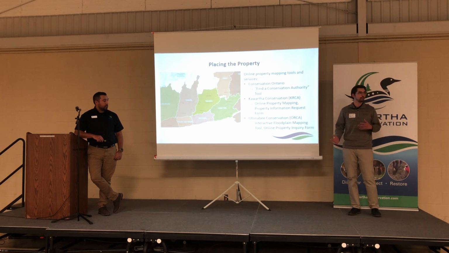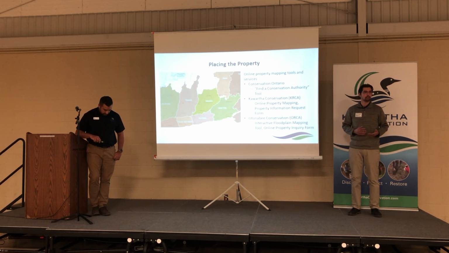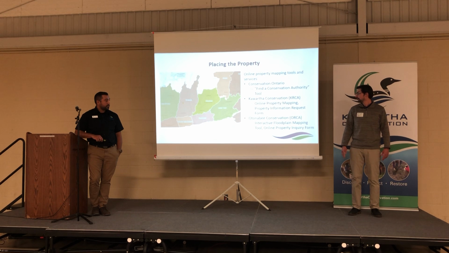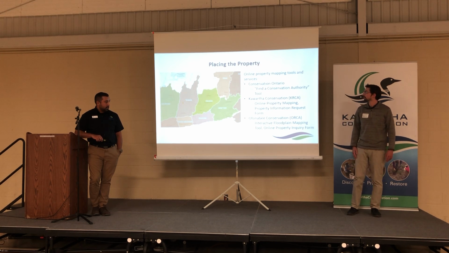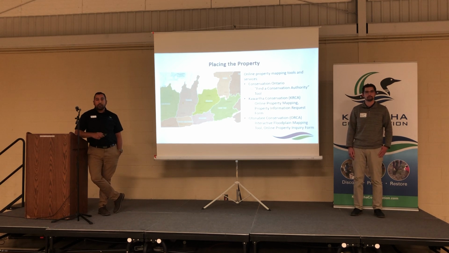So if you determine that you're within the Kawartha Conservation watershed, you would check out our website for online property mapping or submit a property information request form to determine if your property is regulated and if you'd require a permit. On the Autonomy Conservation side, you can check out their interactive floodplain mapping tool or submit an online property inquiry form to determine if you'd require a permit. And I'll also add to that we're going to be catching up with Kawartha soon, and you'll be able to apply for a permit directly through the website and also make your payment through there, just to make it a lot easier to get through the process.